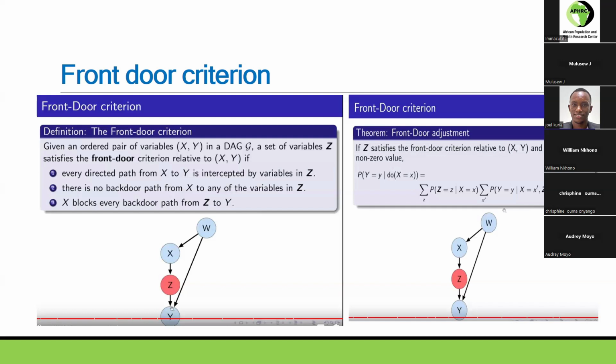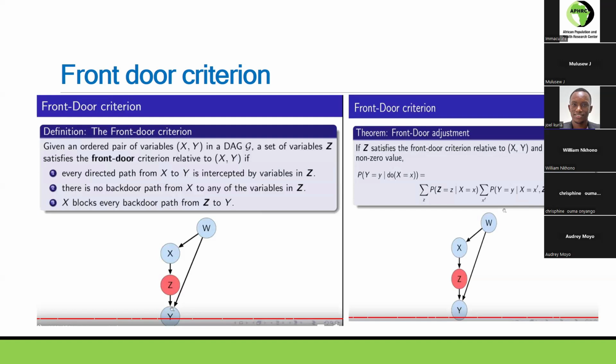Z could satisfy the front door criteria when every directed path from X to Y is intercepted by Z. That means Z is a full mediation, a complete mediator. And then there is no backdoor path from X to Z. There should not be any confounding between X and Z, in other words.